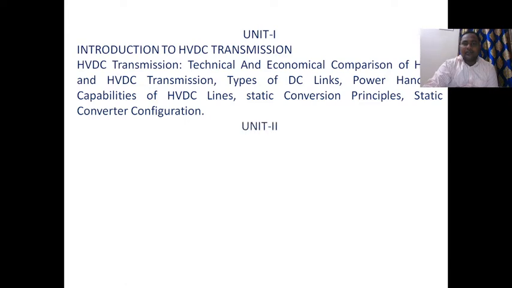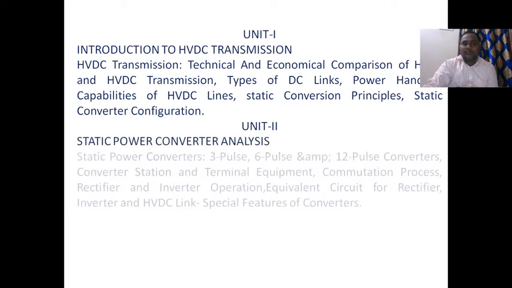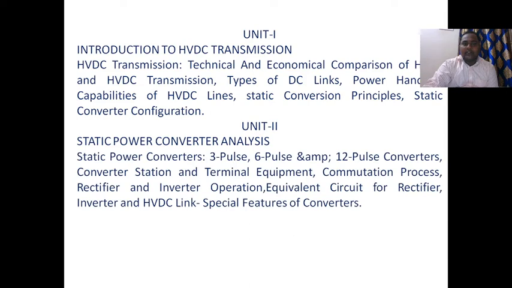Unit 2 consists of static power converter analysis: static power converters in 3 pulse, 6 pulse, and 12 pulse converters, converter station and terminal equipment, commutation process, rectifier and inverter operation, equivalent circuit for rectifier, inverter and HVDC link, and special features of converters.